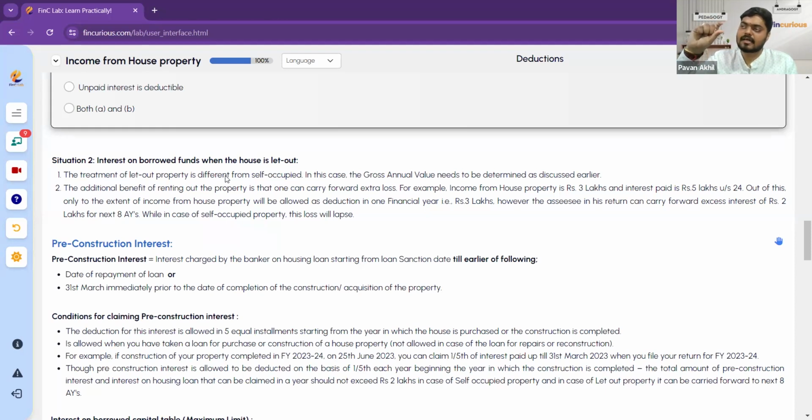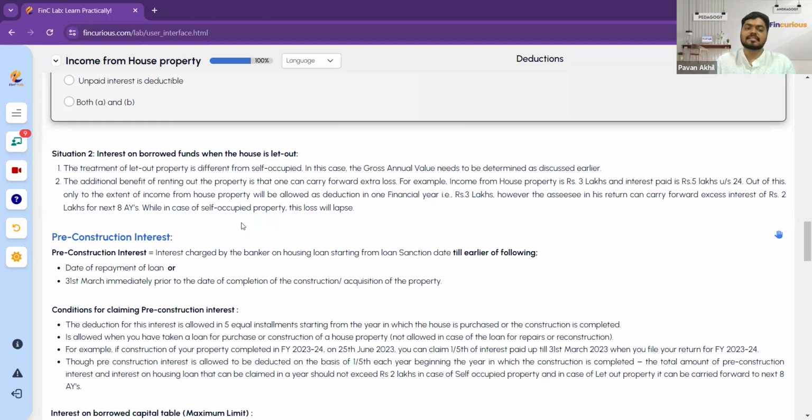That balance extra amount should be carried forward to next years, so that it will be set off in the next year's income. Very simple. So this is the interest portion on self-occupied property and let-out property under section 24. Then what about pre-construction interest?